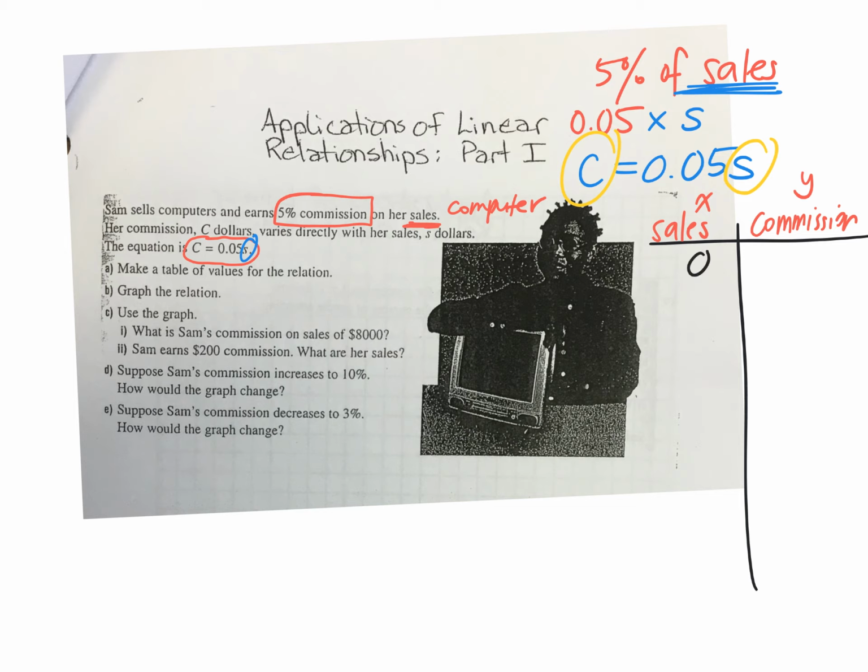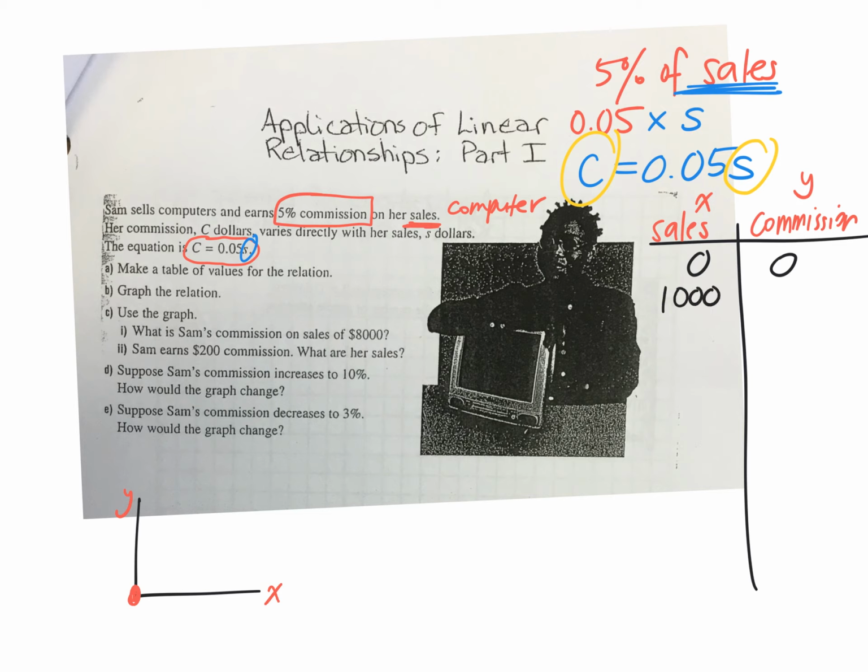If she sells nothing, does she make any commission? So is this going to be direct or partial? Direct. Your commission is directly related to the sales. Automatically, you know when you graph this, where's the graph going to start? At the origin. Okay, at 0, 0. So we're going to graph it after. I'm going to give you the amount for sales. We're going to count by 1,000, because computers cost a lot of money.